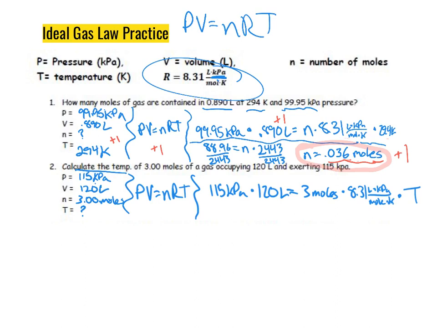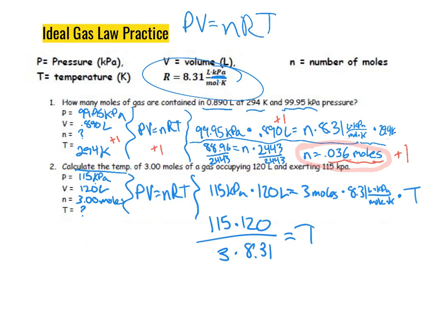At this point, you just have to solve for T, so you have 115 times 120 divided by 3 times 8.31 equals T. You gotta plug that into your calculator.